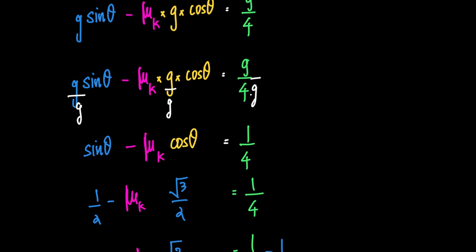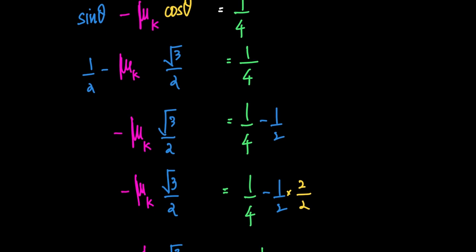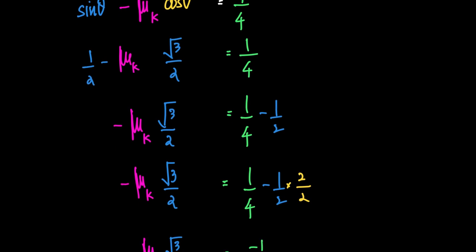So theta is 30 degrees here. So sin 30 is 1 by 2, cos 30 is root 3 by 2. So 1 by 2 minus mu k into root 3 by 2 is equal to 1 by 4. I'll transpose this 1 by 2, so this becomes minus 1 by 2. So minus mu k into root 3 by 2 is equal to 1 by 4 minus 1 by 2.